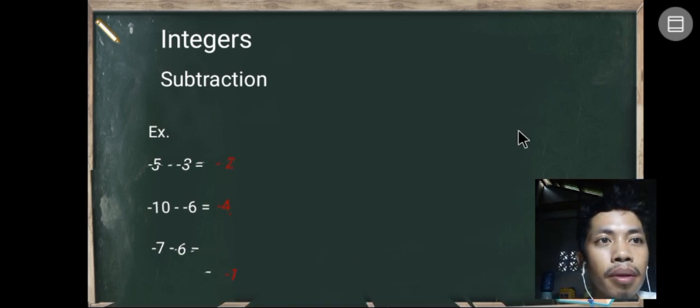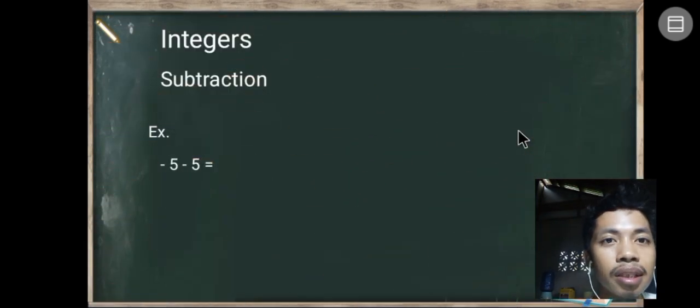Then a different method we're going to use if our integers are different. So if different integers we're going to subtract, we need to apply the keep, change method. So in this case, we need to keep the first term, so that is negative 5. According to the method, keep, we need to keep the first term, and that is negative 5.